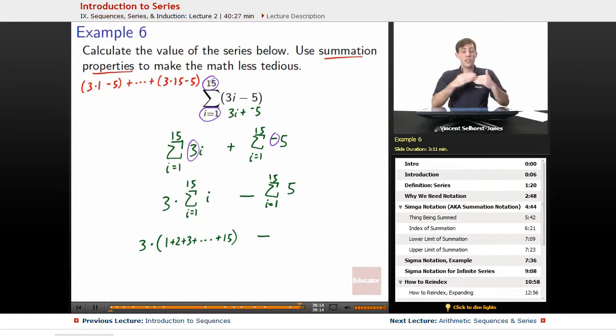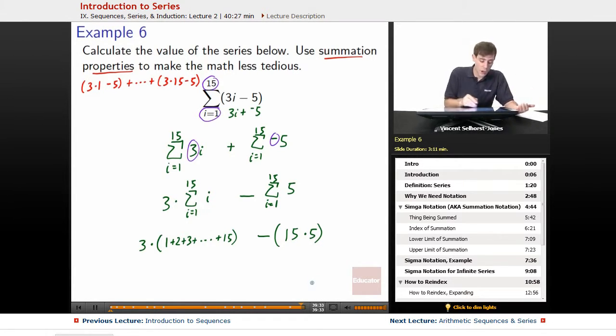We talked about this before. Since a constant's just showing up 15 times, that's just going to be 15 times the constant. So it will be 15, the number of terms, times the constant that's showing up over and over, so 15 times 5. So we can now work out with a calculator 1 plus 2 plus 3 plus, up until 15. That winds up working out to 120.